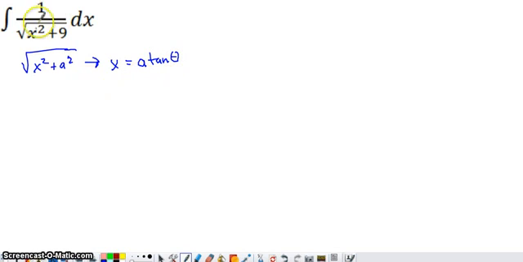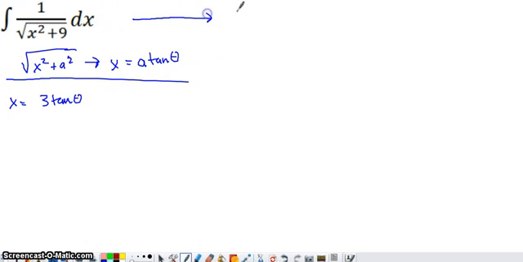And so for our purposes, if this is a squared, a would be 3, and what we want to try to do is let x equal 3 tangent of theta. So if we let x equal 3 tangent of theta, what ends up happening? Well, the integral is definitely going to transform. We don't want our variable of integration to be x anymore. We want it to be theta. So we're going to have to figure out what to replace dx with.